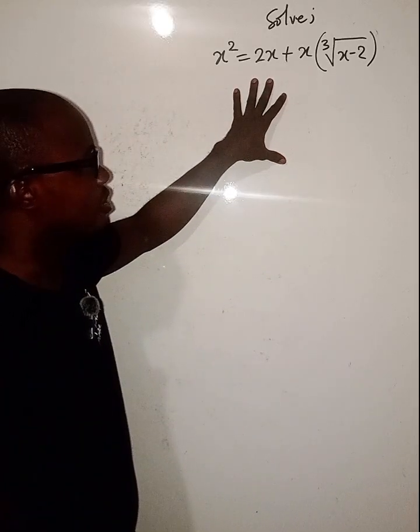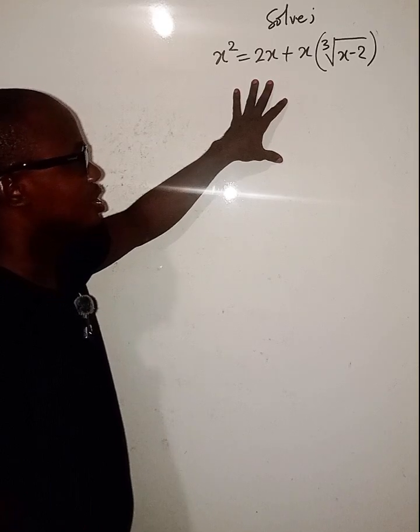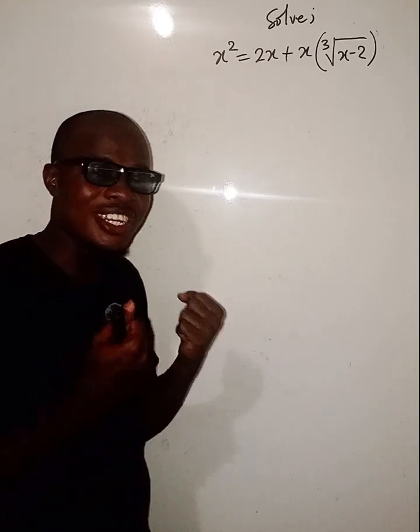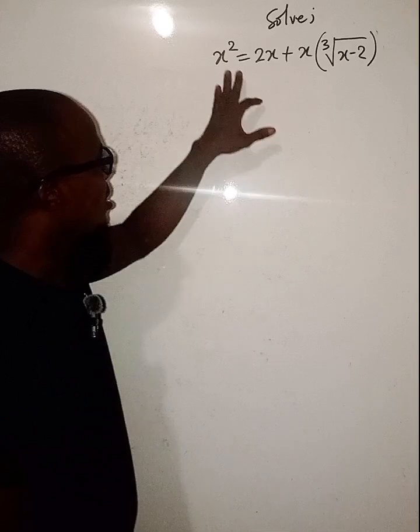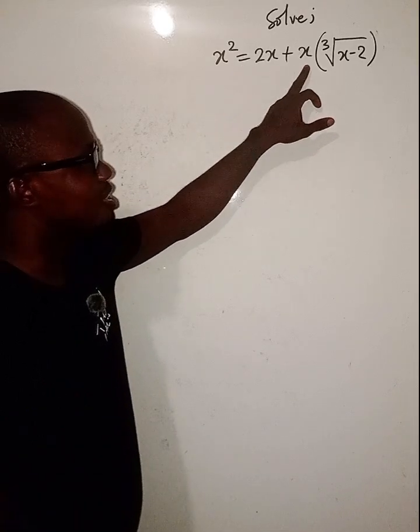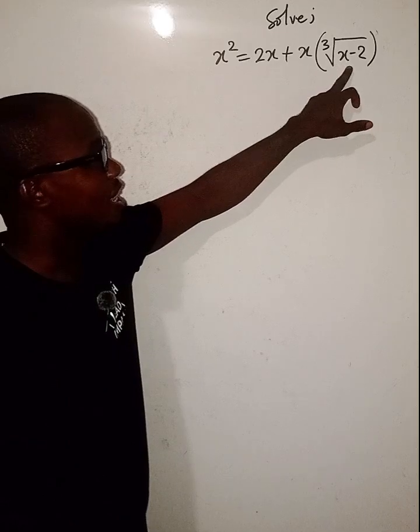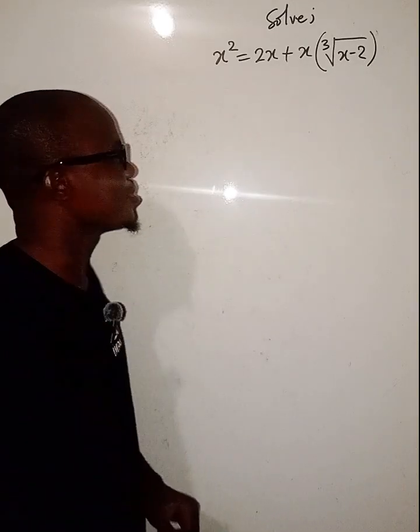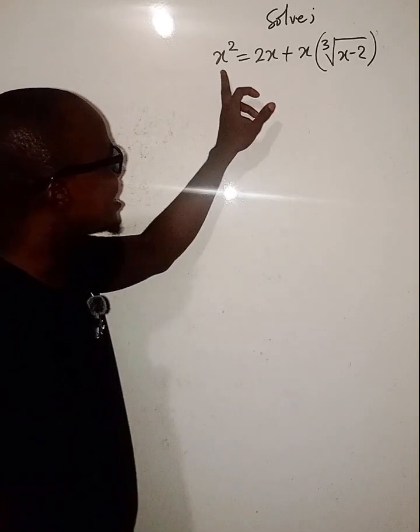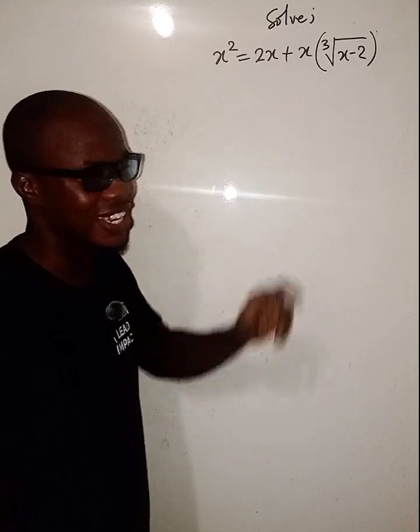Majority of students fail this particular question because their hands are not that strong in mathematics. x squared equals 2x plus x into bracket, we have cube root of x minus 2. So what are we going to do here? You can see that we have x here, x here, x here.